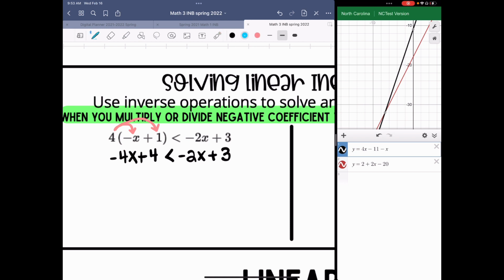So now we're going to start inversing. I need to move that negative 2x over. So I'm going to add 2x to the other side because we're going to inverse that. And that's going to become negative 2x plus 4 is less than 3.